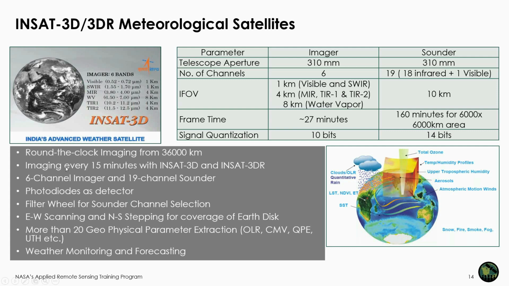Now, round the clock imaging is done from this satellite from 36,000 kilometers, and of course we have an east-west scanning and north-south stepping for covering the entire Earth disk, and the full hemispherical view is generated. Now, using this type of observations, we are able to derive information about the total ozone, temperature, humidity profiles, upper tropospheric humidity, aerosols, and then there are products on snow, fire, smoke, and fog, etc., as well, along with land surface temperature and sea surface temperature and quantitative rainfall.